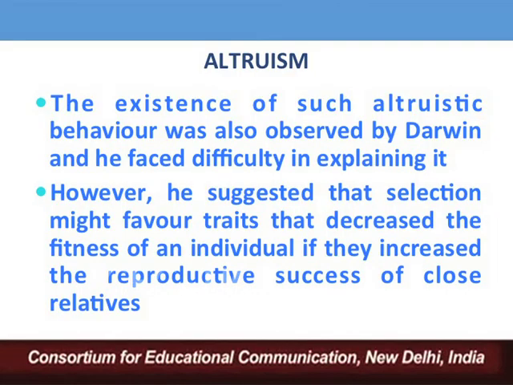Even though it was difficult for Darwin to explain this, he suggested that selection might be favoring certain traits which, though decreasing the fitness of a particular individual, are increasing the fitness or reproductive success of a close relative. So he did mention that he was able to explain this particular behavior in this context. He was not able to pinpoint what exactly is happening here, but he did come to a certain sort of conclusion.